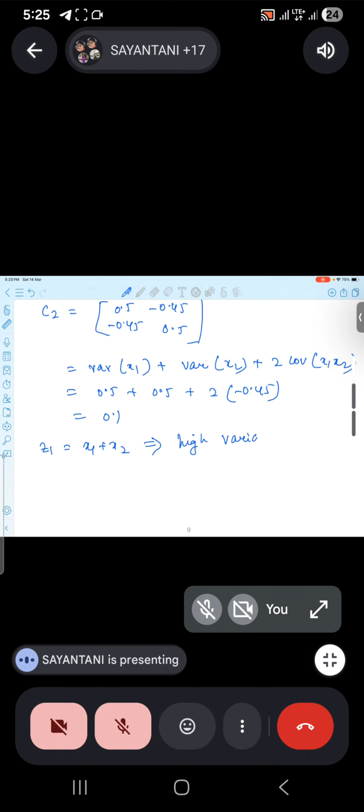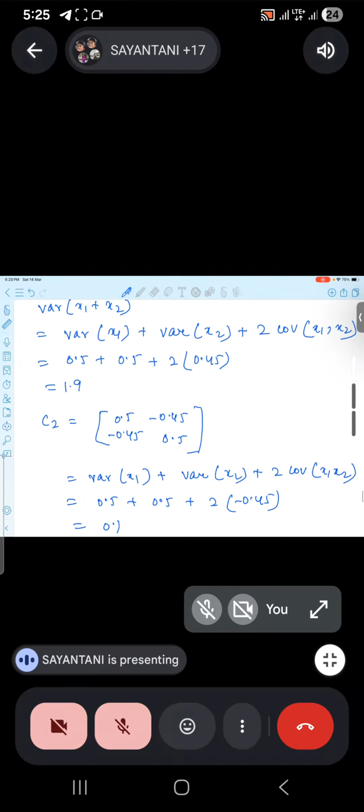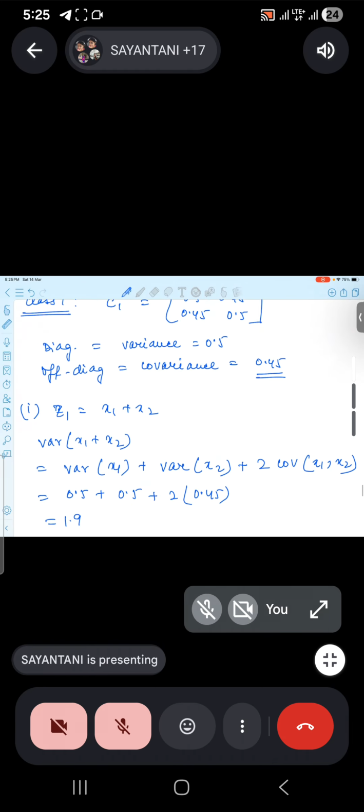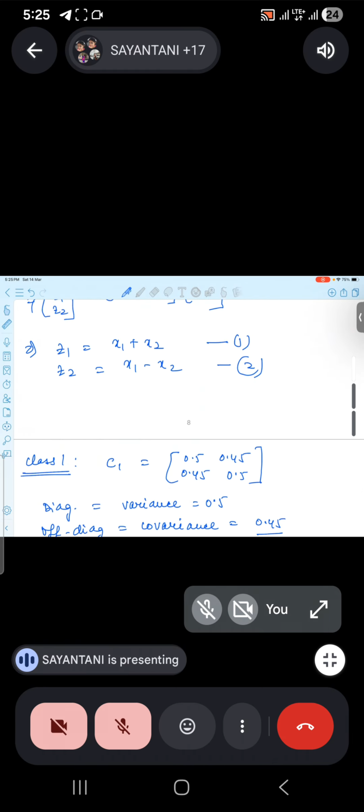High variance for class 1 and low variance for class 2, right? That means using this equation, I can understand that data set 1 belongs to class 1 because it indicates a high variance for class 1. Similarly, you can go for the second equation, that is z2 is equal to x1 minus x2, through which you can obtain that there is a higher variance for class 2, through which you can conclude that data set 2 belongs to class 2.